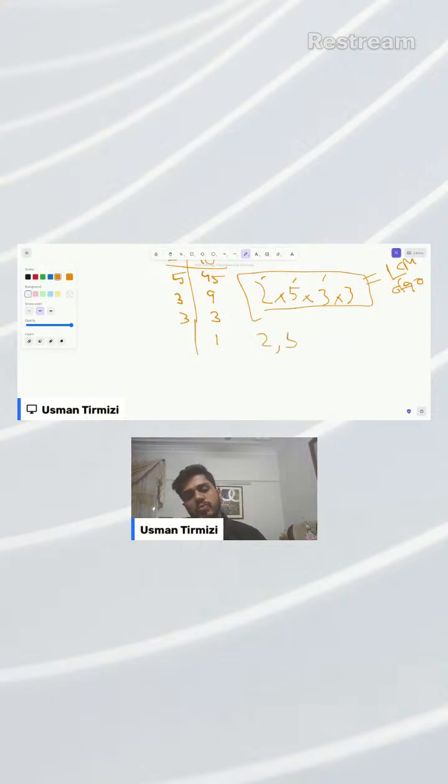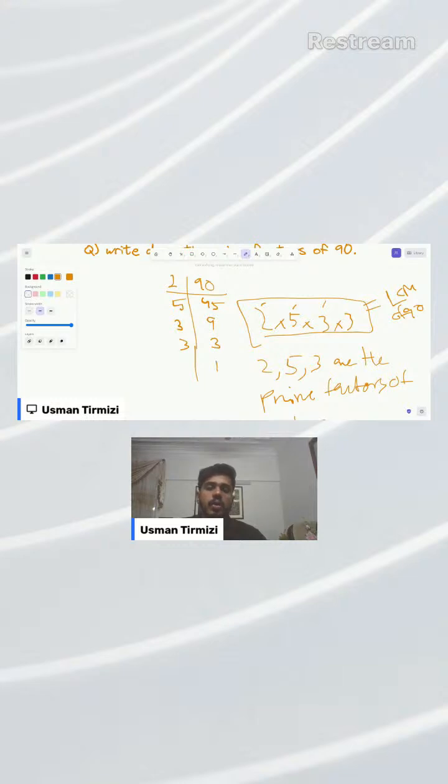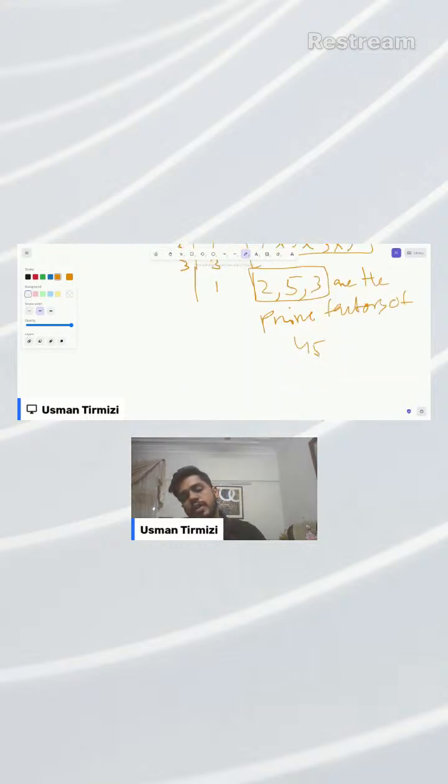So 2, 5 and 3 are the prime factors of 90. Why are they called prime factors? Because you can use either one of these, either 2 or 5 or 3, to divide 90. So you can use either one of these to divide 90.